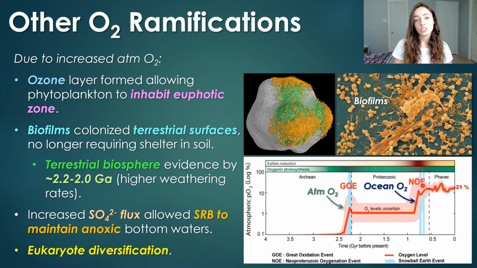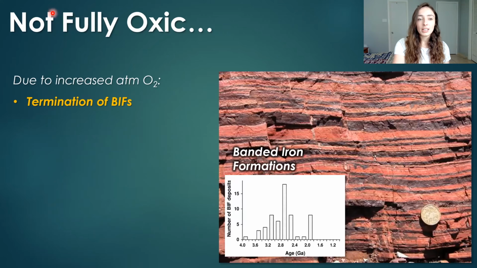And another thing that oxygen caused was eukaryote diversification. The timing of eukaryote evolution actually agrees pretty well with the GOE. So around 2.1 billion years ago is the oldest eukaryote to our findings. And then the NOE marks when eukaryotes began to really diversify and become more complex due to higher energy yields because of oxygen metabolisms. But like I just mentioned, the bottom waters of the ocean remained largely not oxic until much later after the GOE.